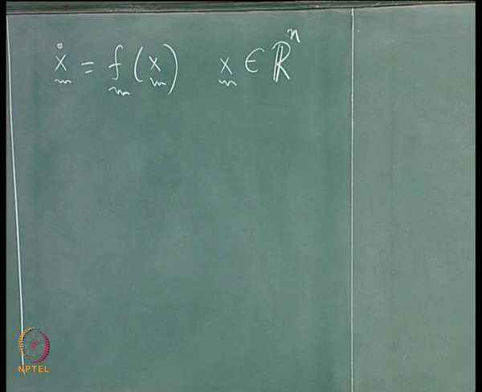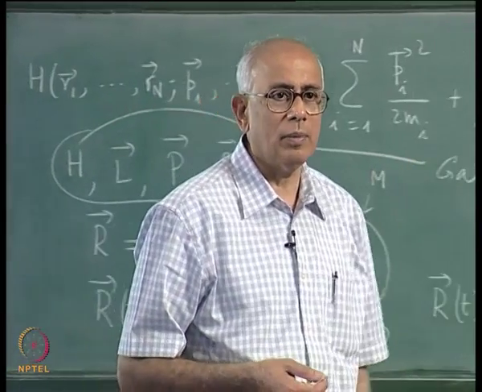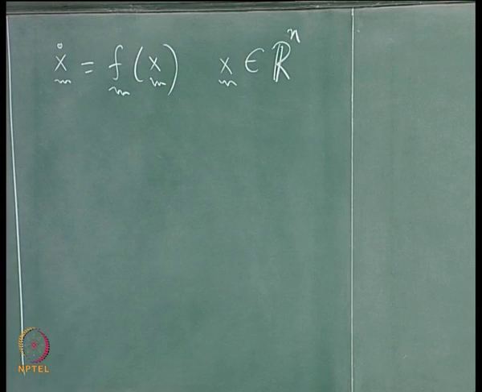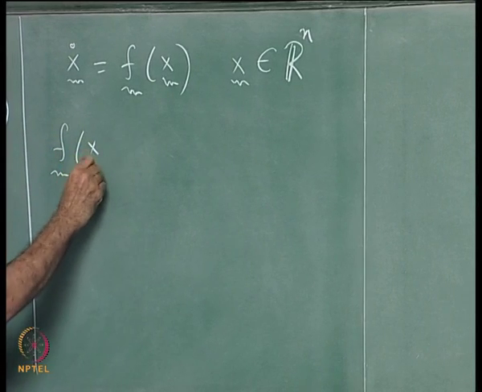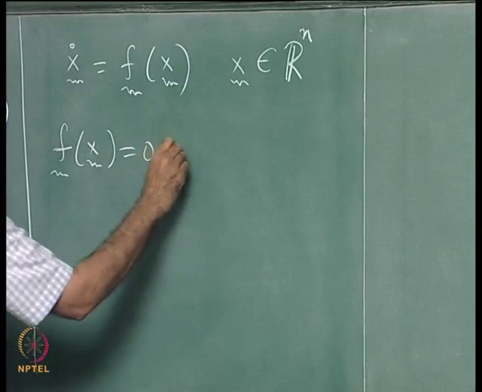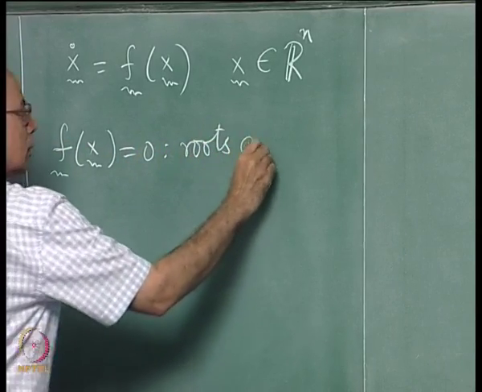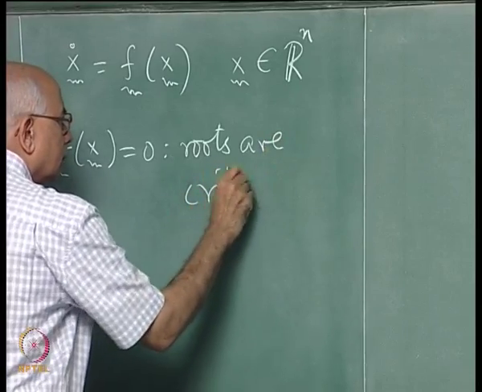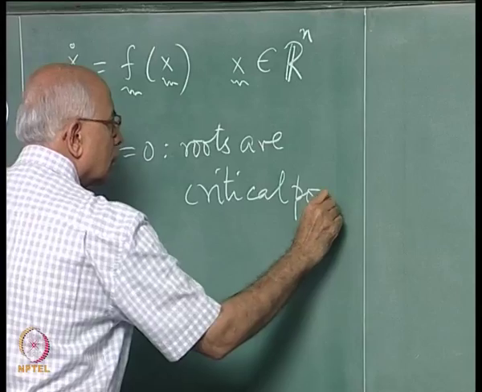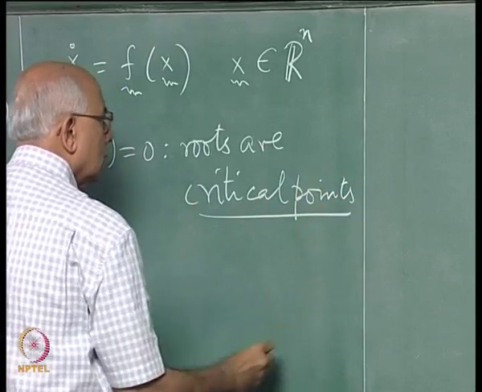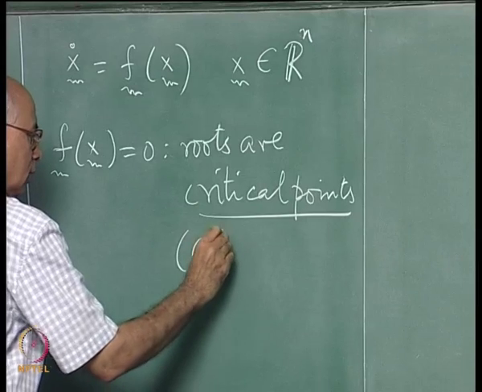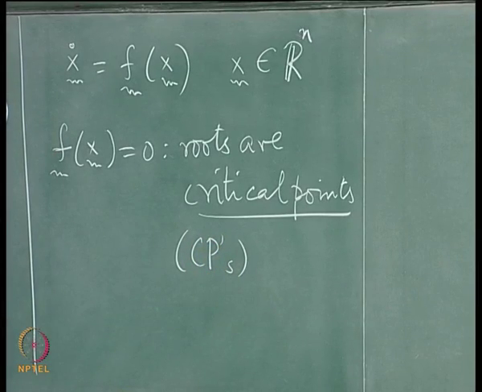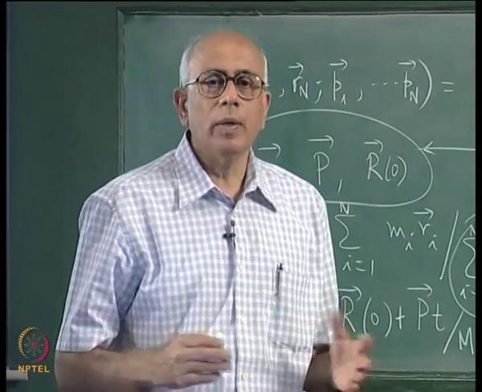Since equilibrium has this connotation of being a mechanical system, and we are not talking about mechanical systems alone, we are talking about all kinds of dynamical systems, I would like to call it by a general name, and I would say f of x equal to 0, the roots, critical points, and I will abbreviate critical points by CPs. If you like, they are the generalization of equilibrium points.